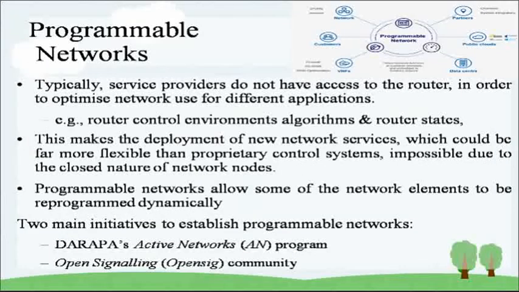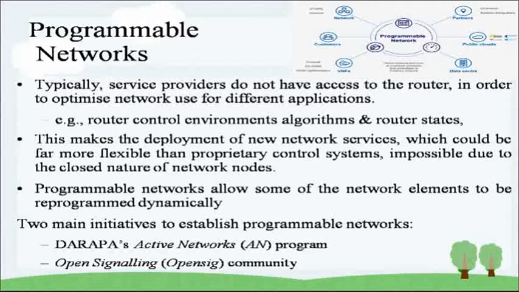The next is programmable networks. Typically service providers do not have access to the router in order to optimize network use for different applications. We know that routers control the environment, control algorithms, and router states are also controlled by them. So the user is not going to have access to it. That is why deployment of new network services, which could be far more flexible than proprietary control systems, is becoming impossible due to the closed nature of network nodes.